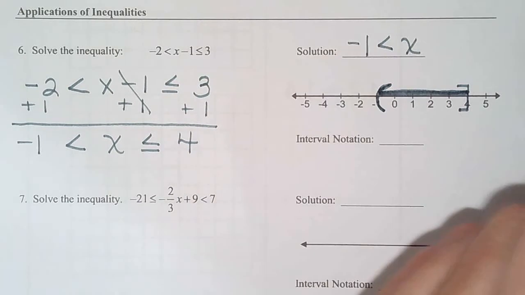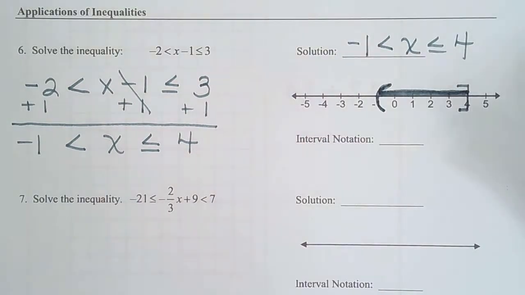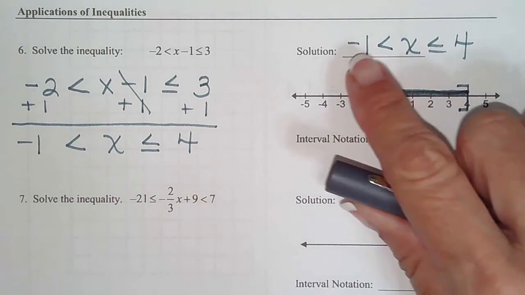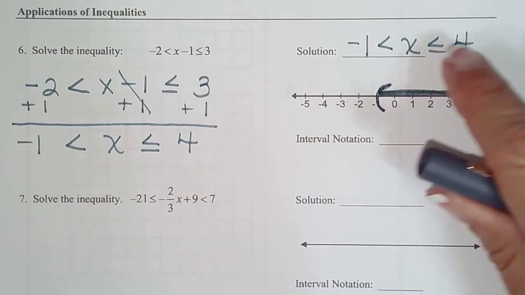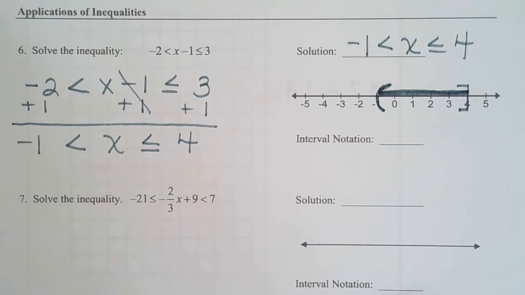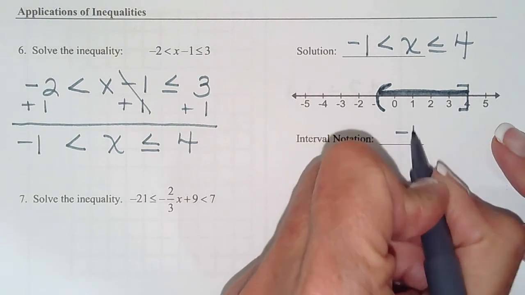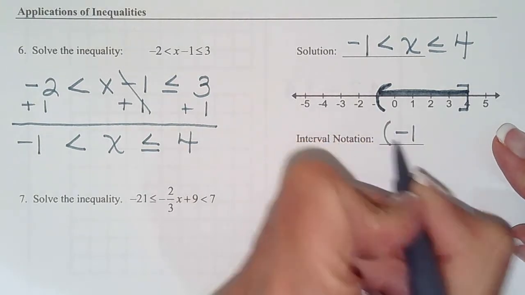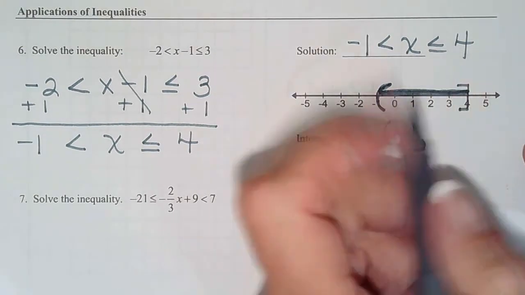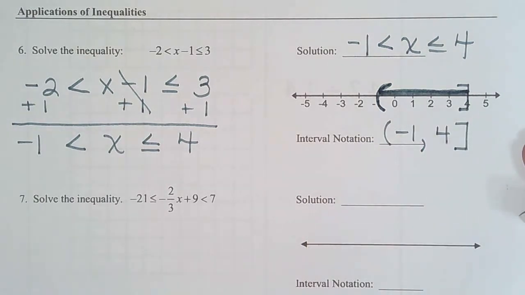-1 is less than x, which is less than or equal to 4. So x is everything in between -1 and 4, but including 4. So that's why we do the bracket. And the interval notation is so easy. This endpoint's -1, and it has a parenthesis. Then we put a comma. This endpoint is 4, and it has a bracket because of the equal sign.